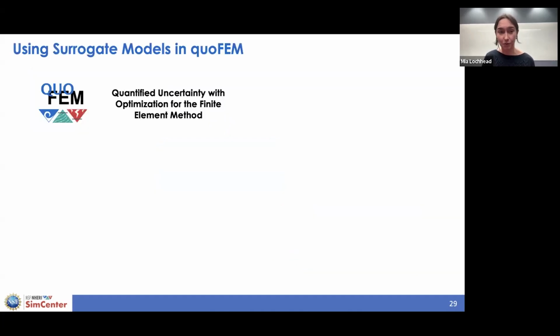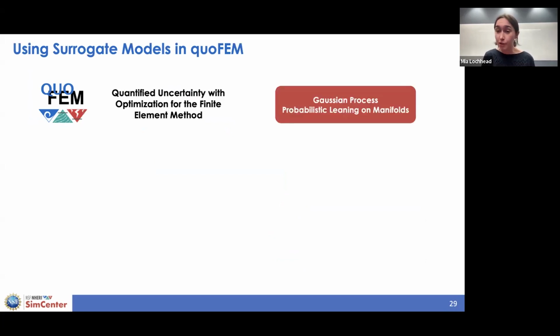Before I get into this, just want to give a brief intro. quoFEM is a SimCenter tool that's called Quantified Uncertainty with Optimization for the Finite Element Method. And in terms of surrogate modeling, this tool has capacity for both Gaussian process modeling and probabilistic learning on manifolds. Again, I'm going to focus on the PLoM model because that's the focus of today's talk.